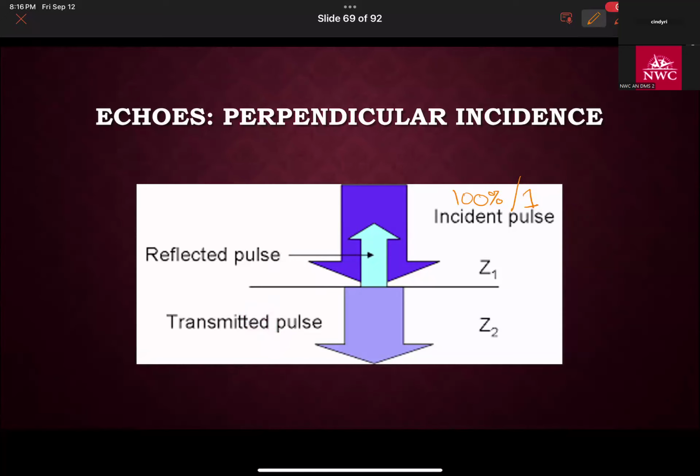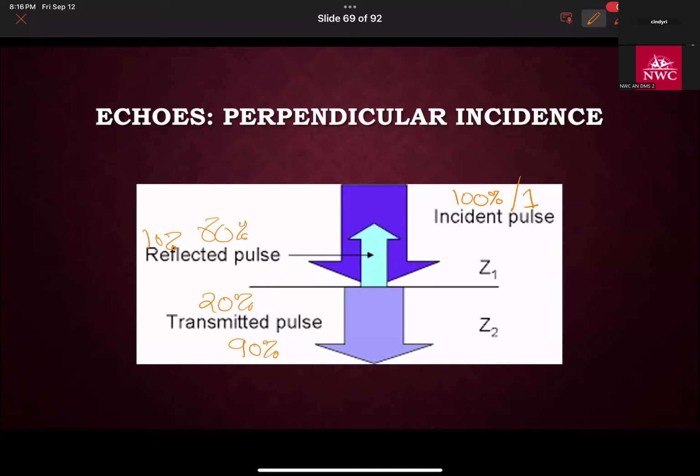Because for example, if I say most of the pulse was reflected, so 80% was reflected, then that only needs 20% to be transmitted. Or we could say that 90% was transmitted, and then that only leaves 10% to be reflected.